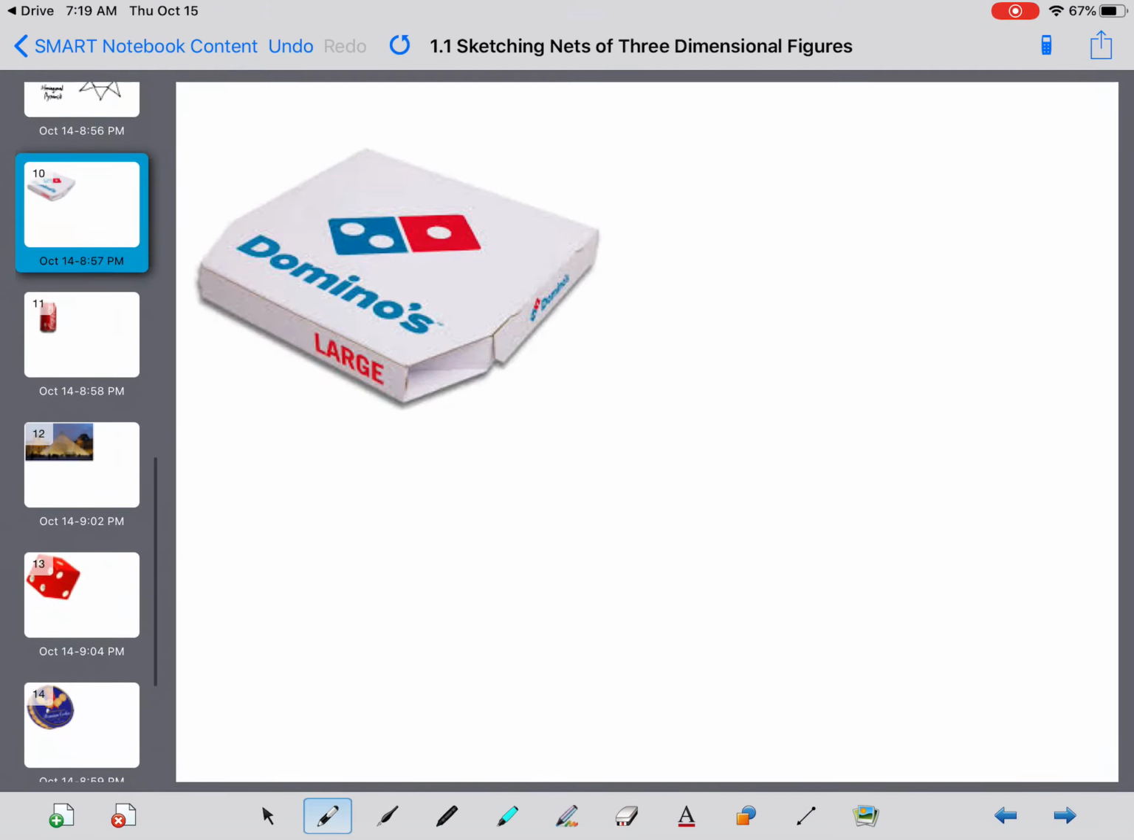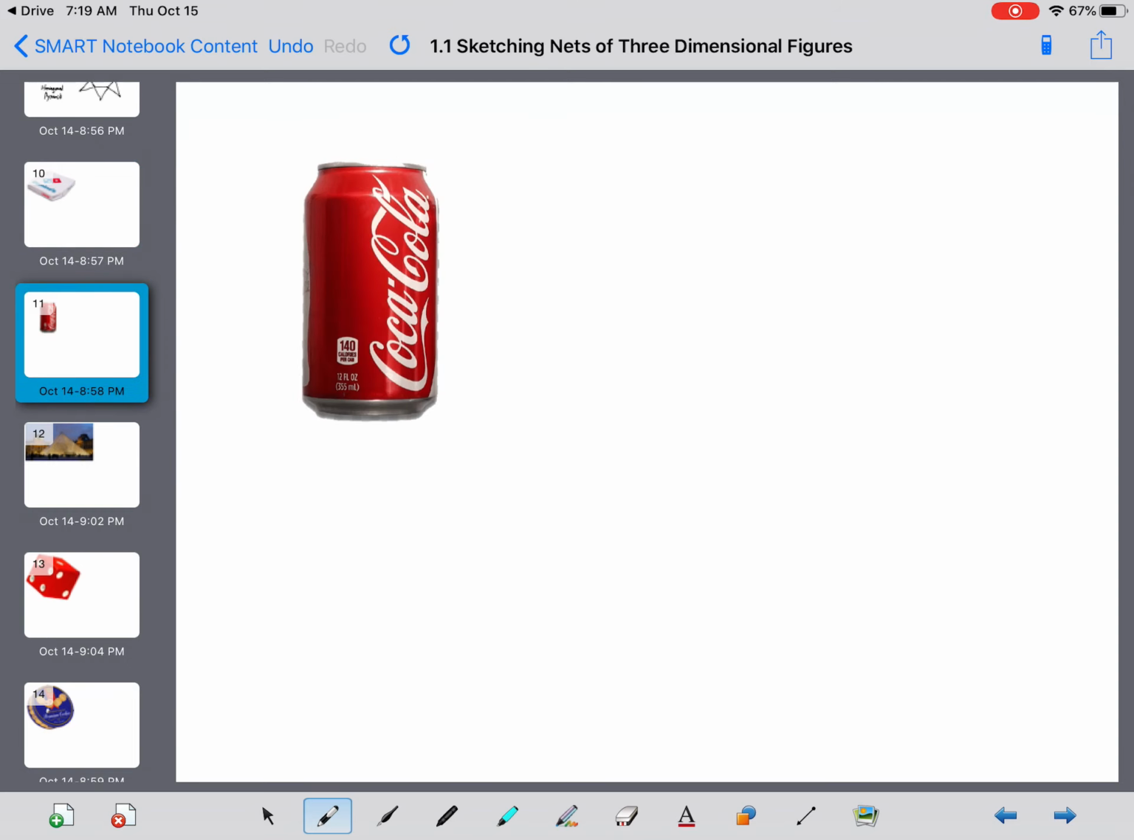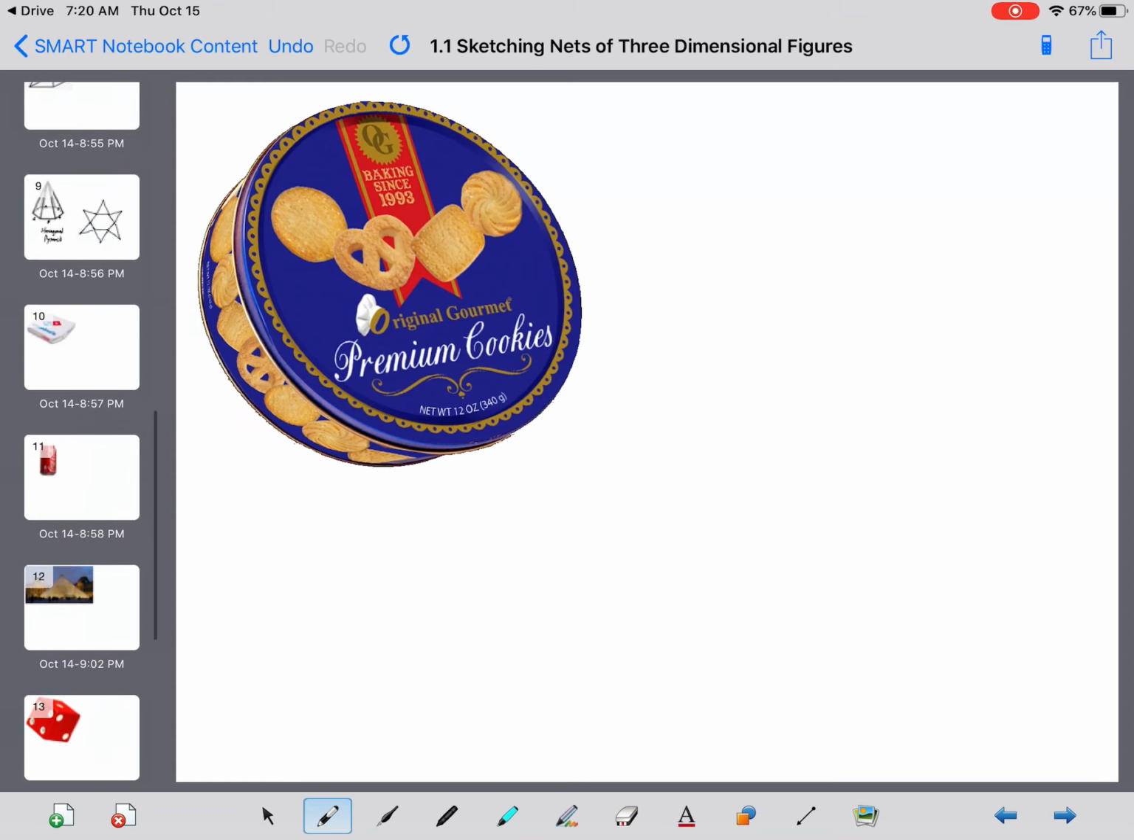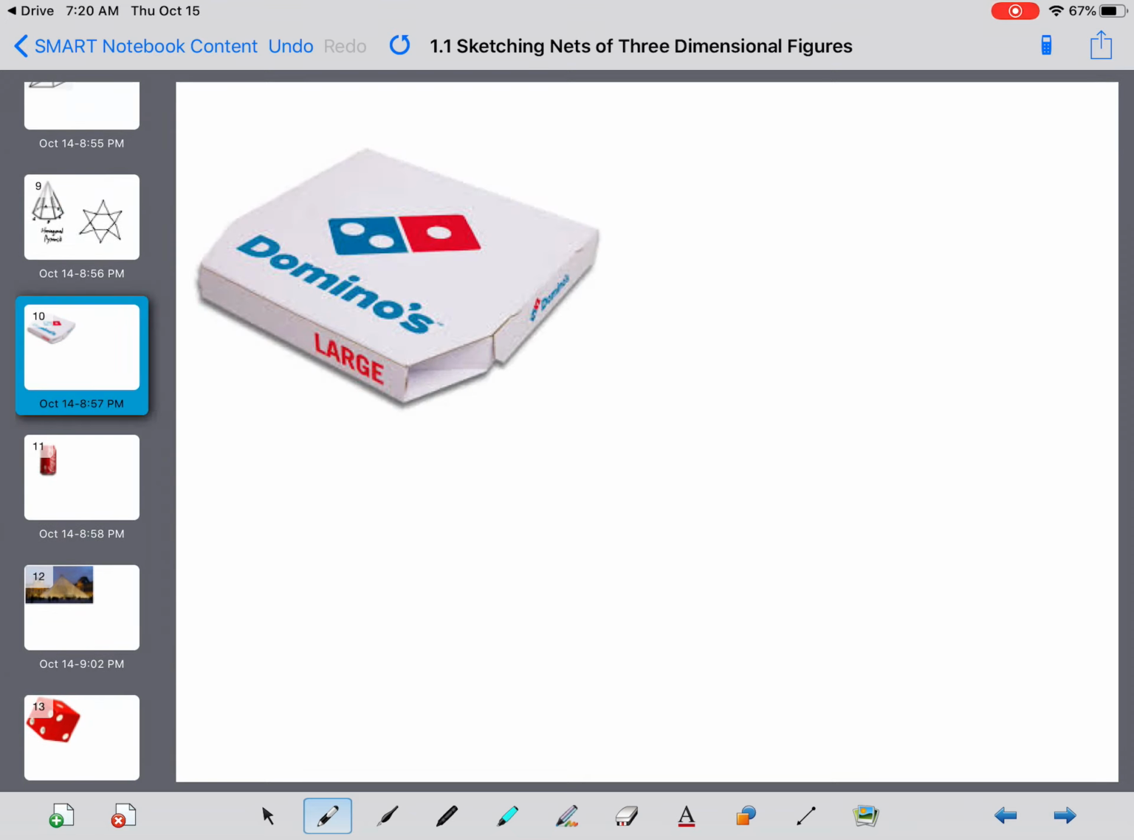Now for the remaining images, you'll notice that they're all real-life images. What I want you to do is draw the net for each of them. So feel free to pause the video now. Okay, attempt them on your own, and then resume the video, and we'll see what happens when you guys are done.